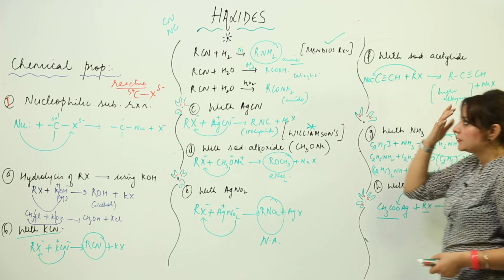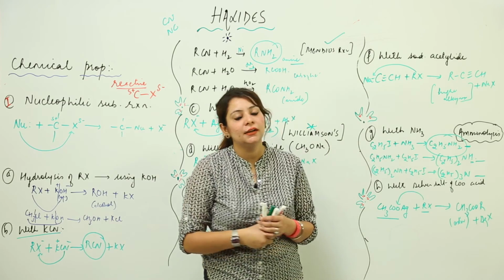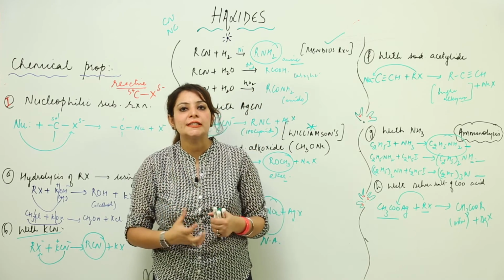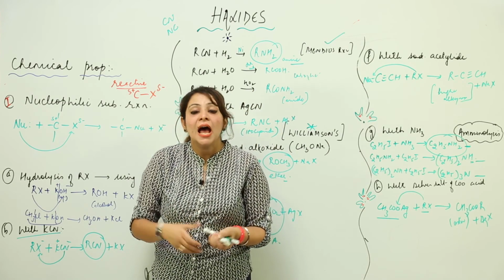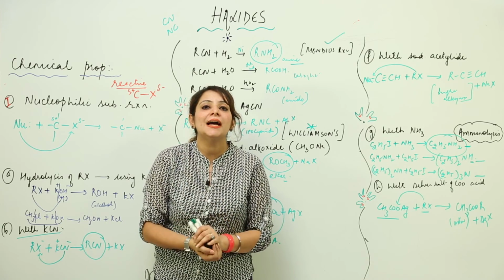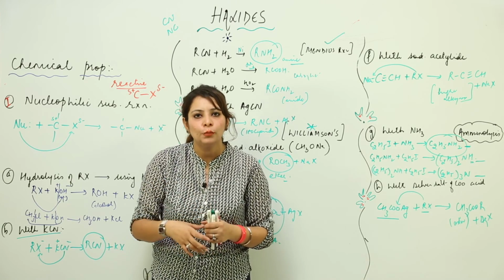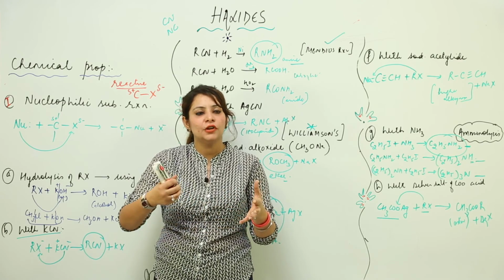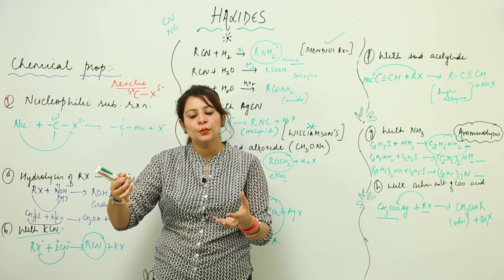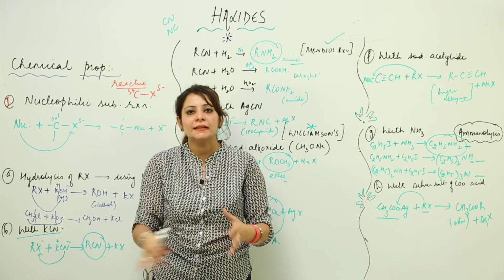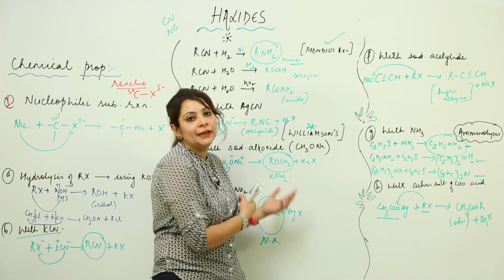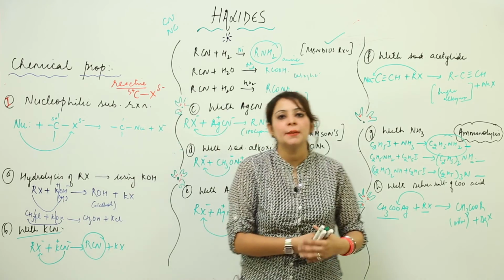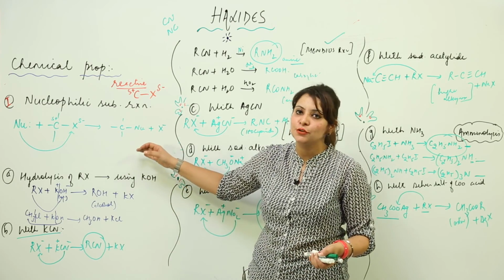So you can see that haloalkanes are actually undergoing the nucleophilic substitution reaction to a great extent, and the reason behind that is that the bond between C and X is polar, right. So if we have any nucleophile which is more reactive than X, it can just take the place of X and we can get so many compounds. So this is the first chemical property, that is the nucleophilic substitution reaction.